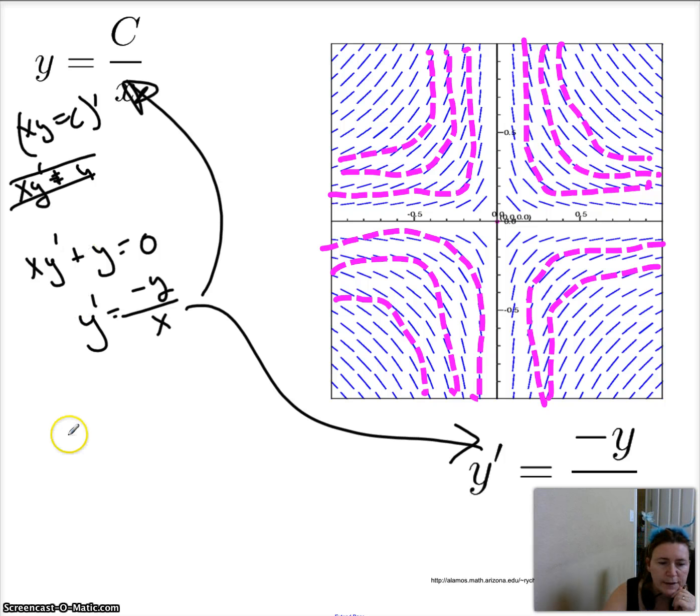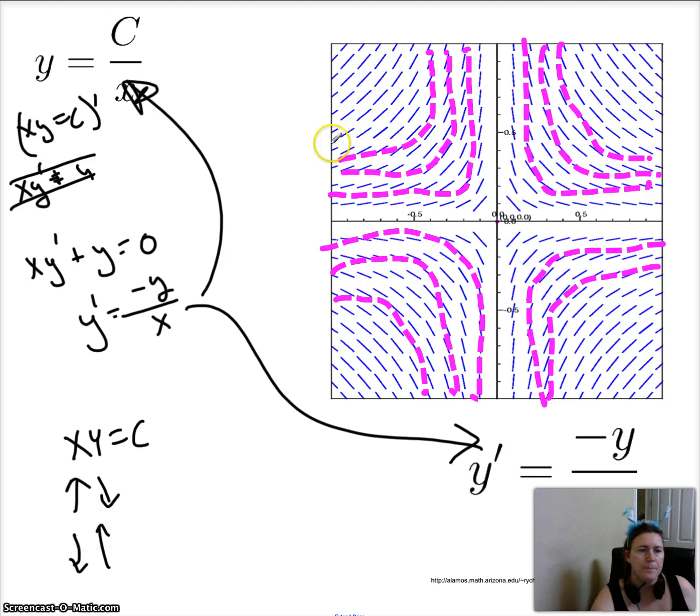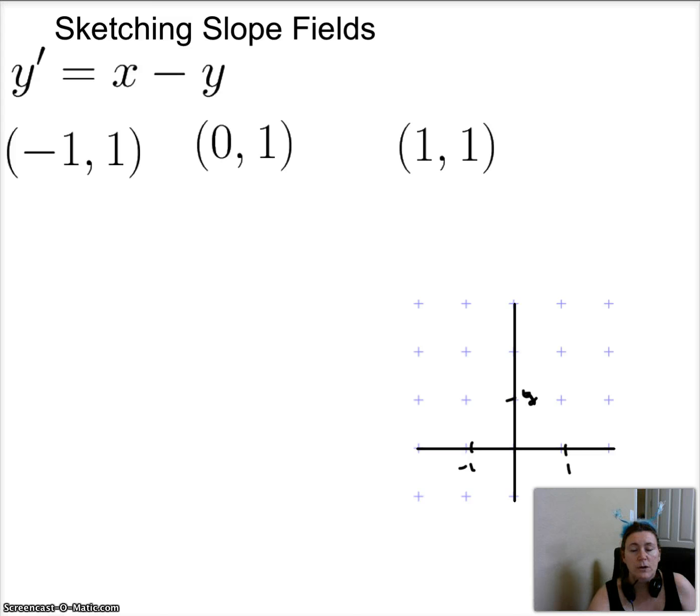So basically, if I look at the function x times y equals any constant, I'm going to get these curves. And as a matter of fact, as x increases, of course, y is going to decrease, and vice versa. So this is interesting. Let's go on, and I want you to sketch slope fields at particular points.